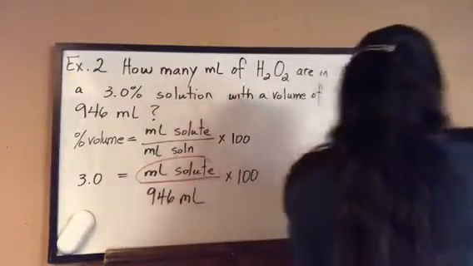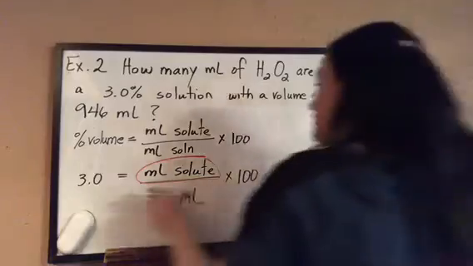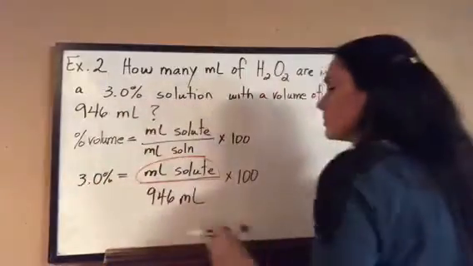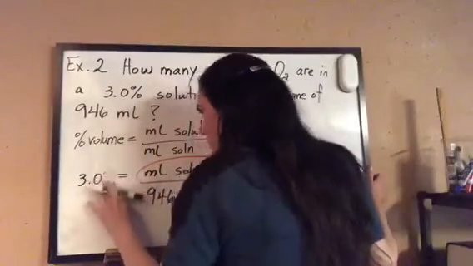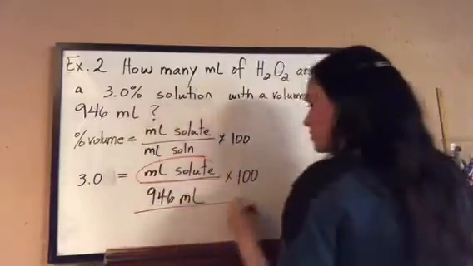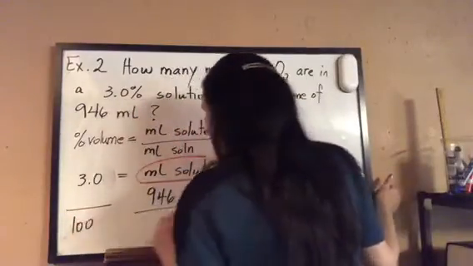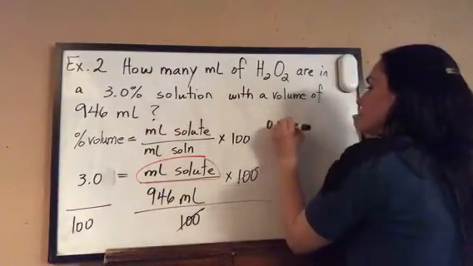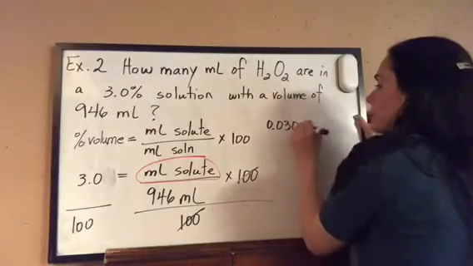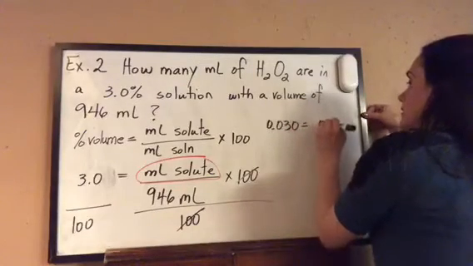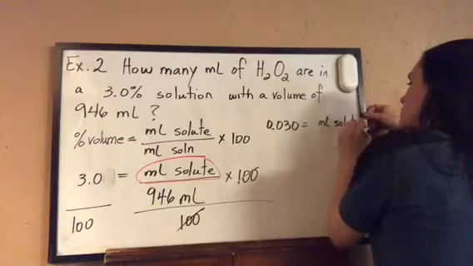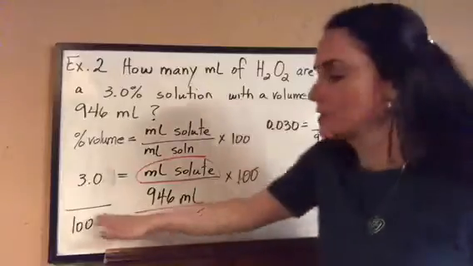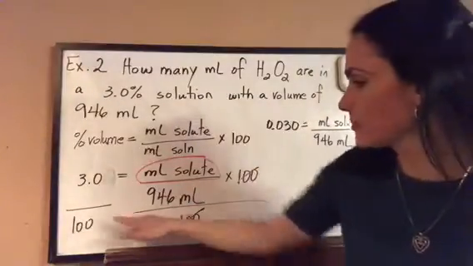Now, depending on how confident you are with your math, you can convert this into its decimal equivalent. I'm going to show you here, you want to divide both sides by 100. That's actually what you're doing. And 3% would be equivalent to 0.030, and then you have milliliters of solute over 946 milliliters.